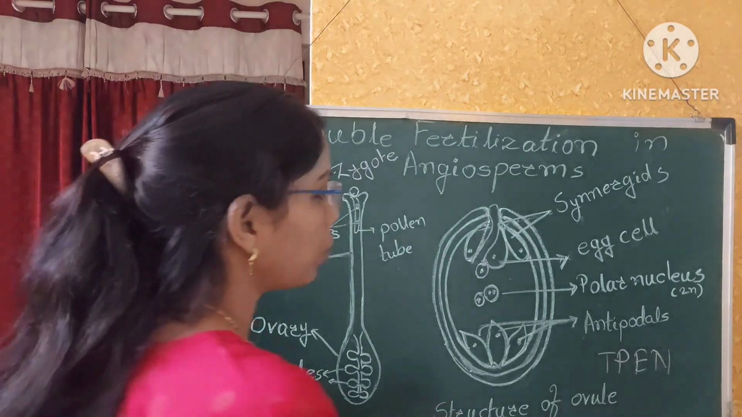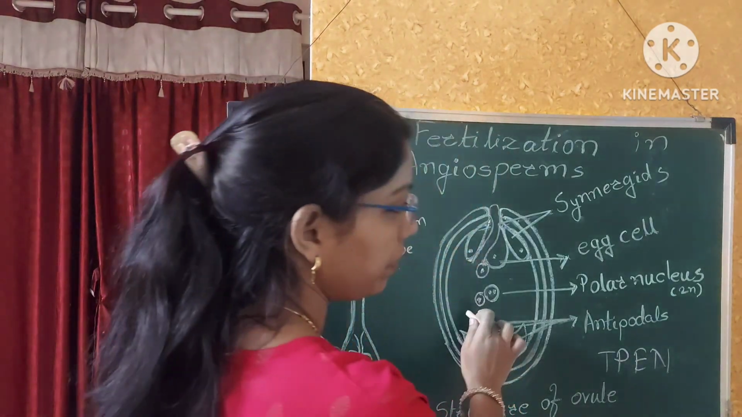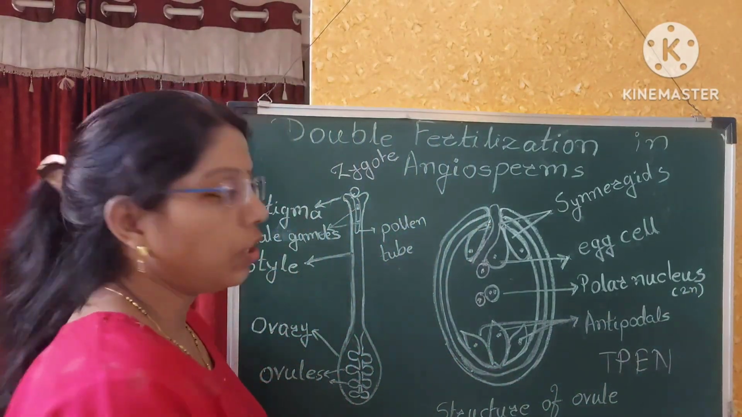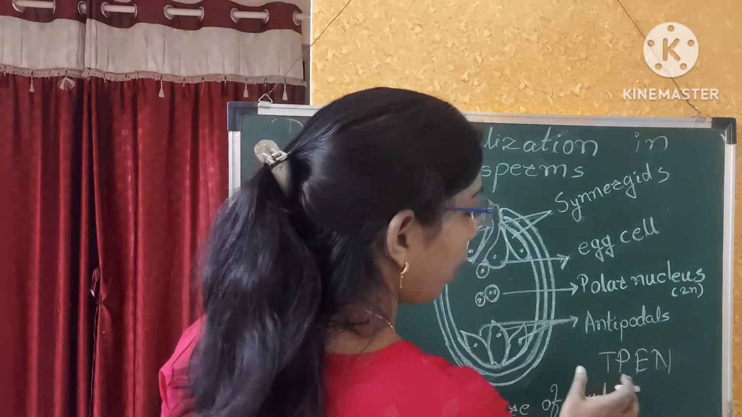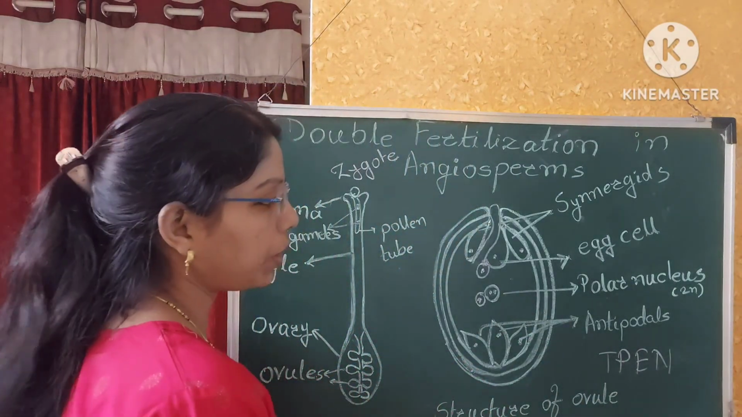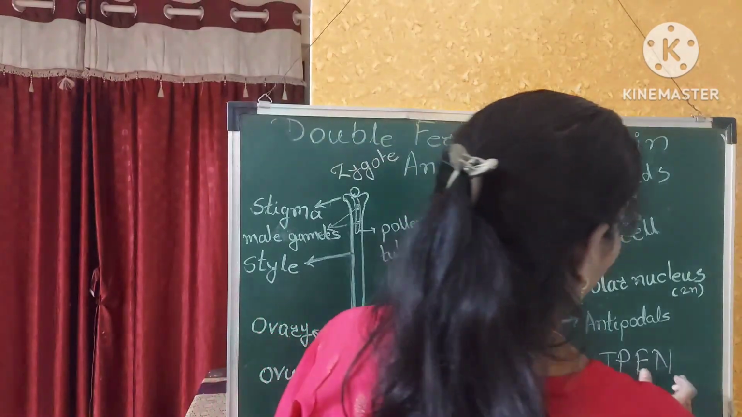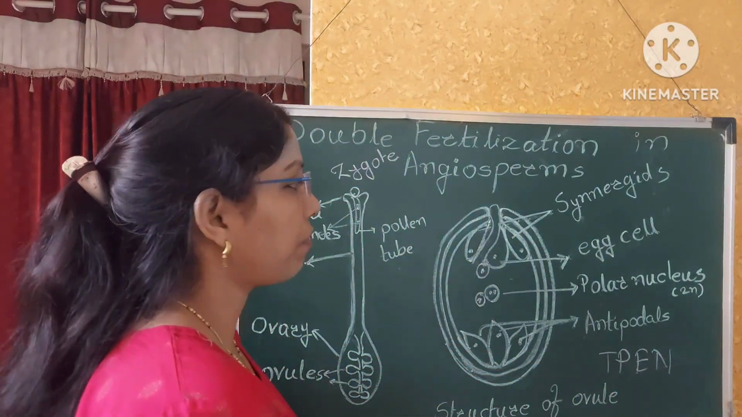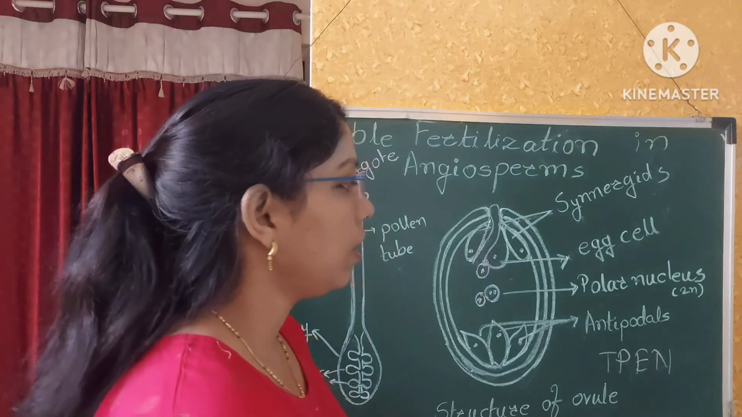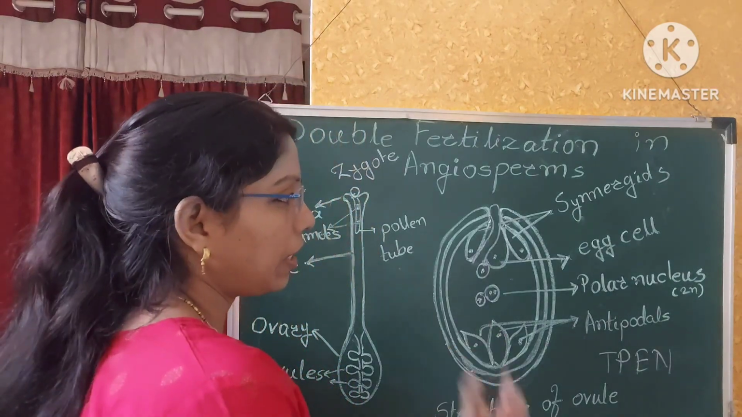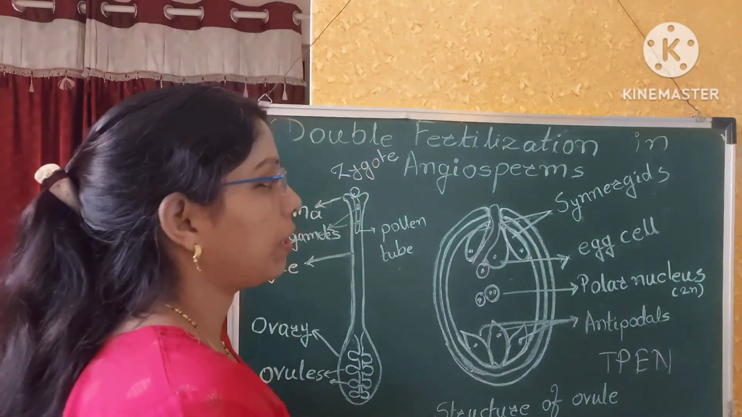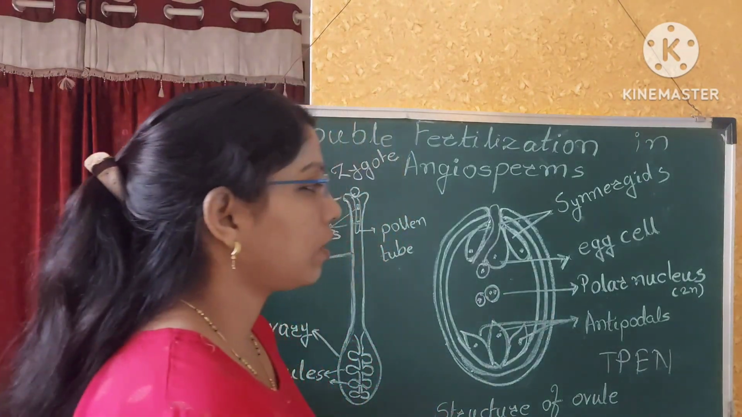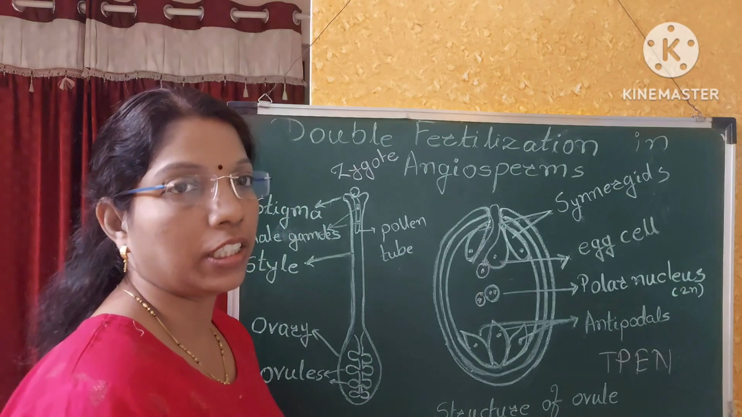How triploid? Because we know that male gametes are haploid, and the polar nucleus is diploid. So when they unite, a triploid structure is formed, the triploid primary endosperm nucleus, produced after the second fertilization. In this way, fertilization in angiosperms takes place two times, one with the egg cell and another with the polar nucleus, and it is called double fertilization in angiosperms.